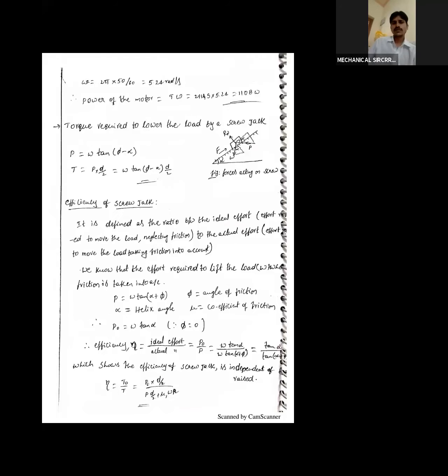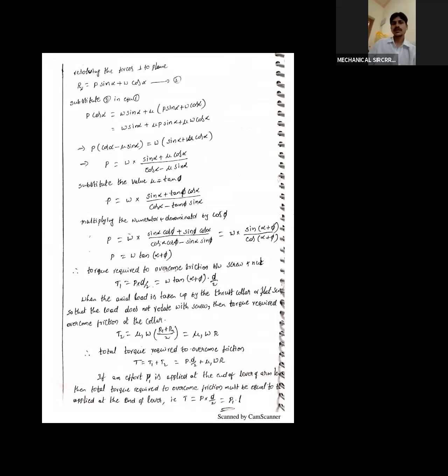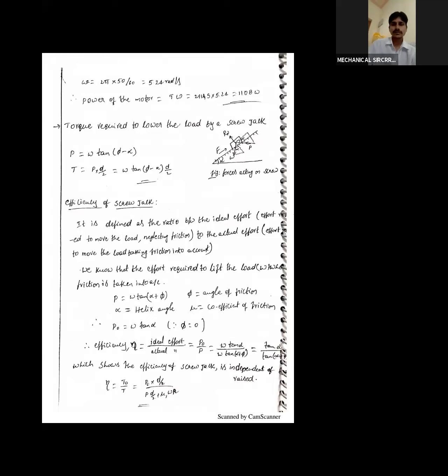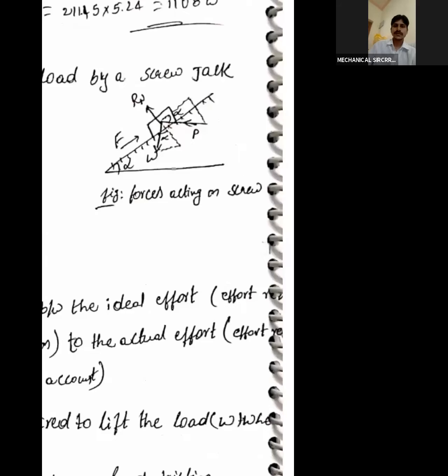Coming to the torque required to lower the load by the screw jack, how much force is there? The procedure is similar to the one we already made for lifting the load. The same procedure will be used to get the force value and torque value. All of you observe the diagram, I will zoom it. How many forces are there, and what are the directions of the forces?